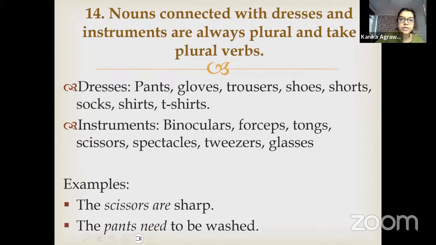Moving on to next. Nouns which are connected with dresses and instruments are always plural and they always take plural verbs. Okay. Let's say in dresses: pants, gloves, trousers, shoes, shorts, socks, shirts, t-shirts. In instruments, you can say binoculars, forceps, tongs, scissors, spectacles, tweezers, glasses.